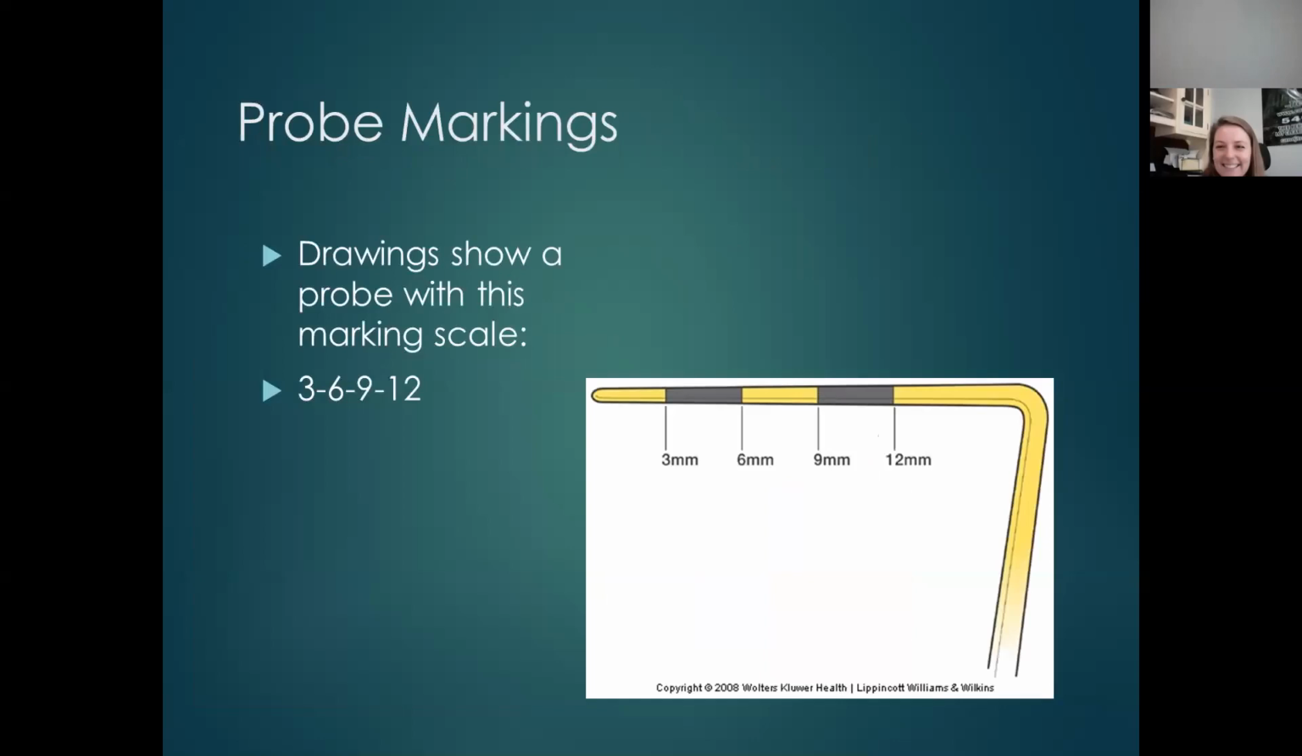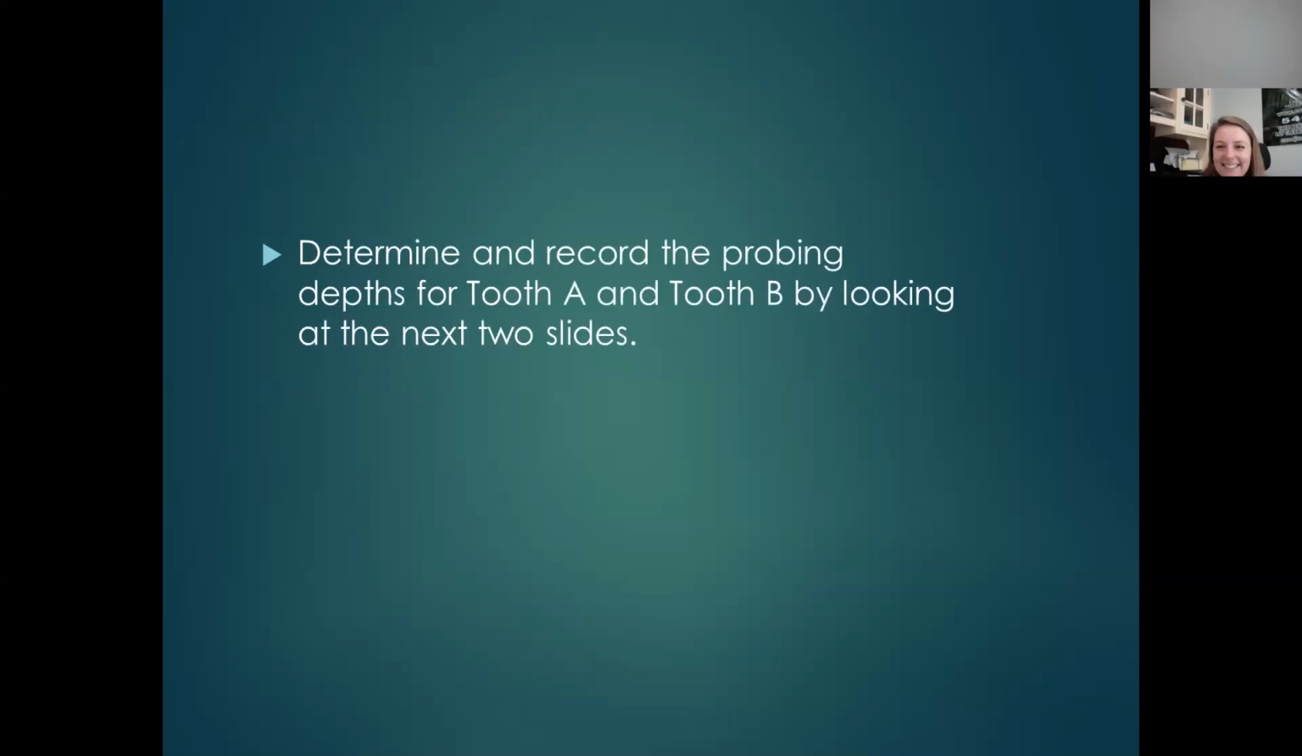This is a color-coded probe, 3, 6, 9, 12 millimeters. This is a yellow plastic probe, which is thicker than the metal probes. They're also called Marquis probes, which are very thin. And that's what I ended up using in my perio practices because they were so thin.